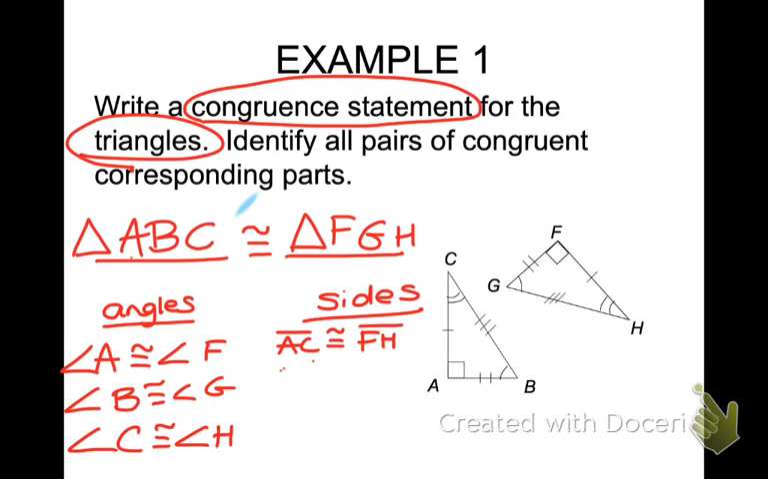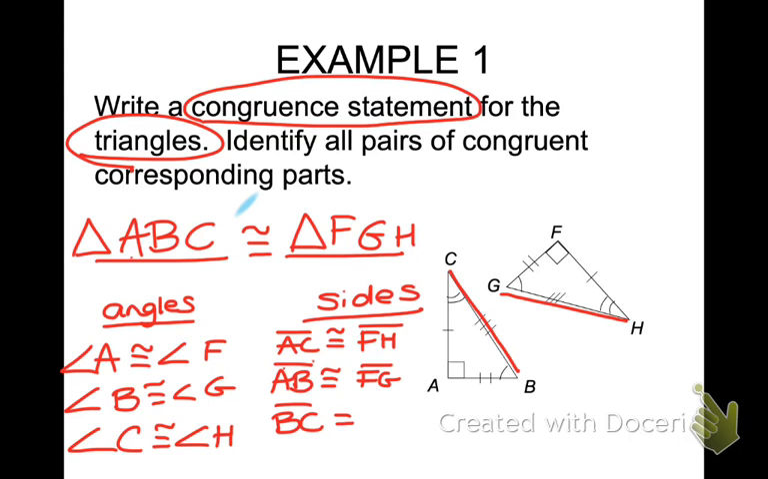Now let's do double tick mark. So double tick marks here at AB. So AB, line segment AB, is congruent to, double tick mark would be line segment FG. And then triple tick marks, it's on our hypotenuse here. So I'm going to go BC.